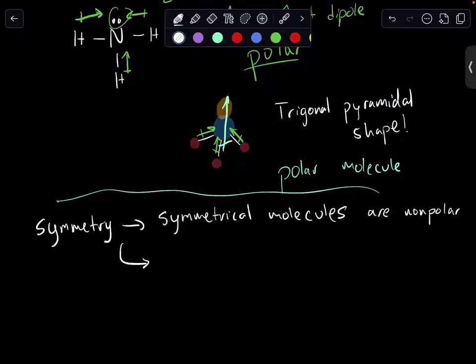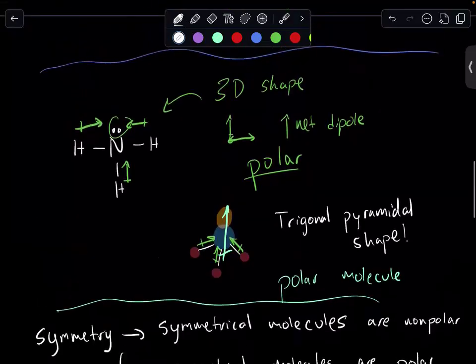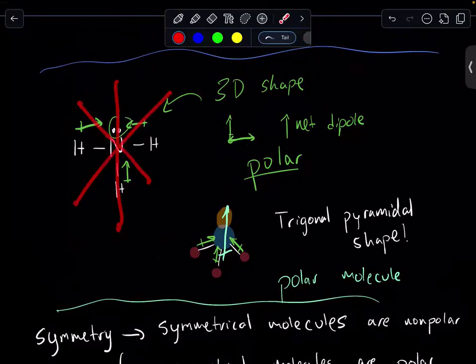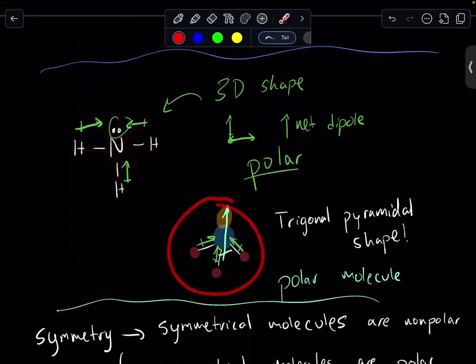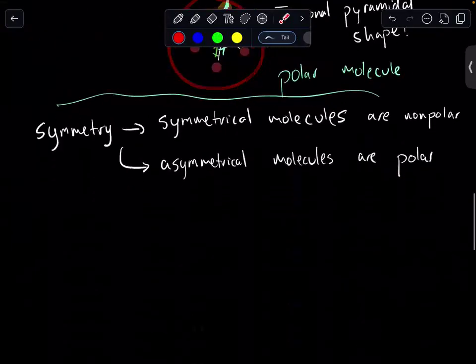However, asymmetrical molecules are polar. And when we look at ammonia, while we have symmetry across this vertical plane on the 2D shape, across any other plane, we do not have symmetry, and therefore this whole molecule is polar.